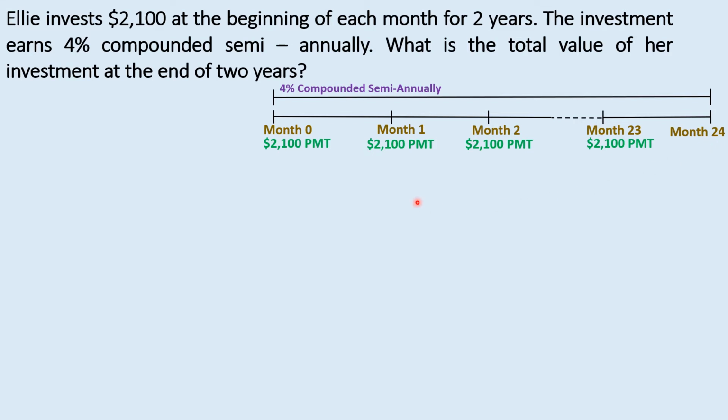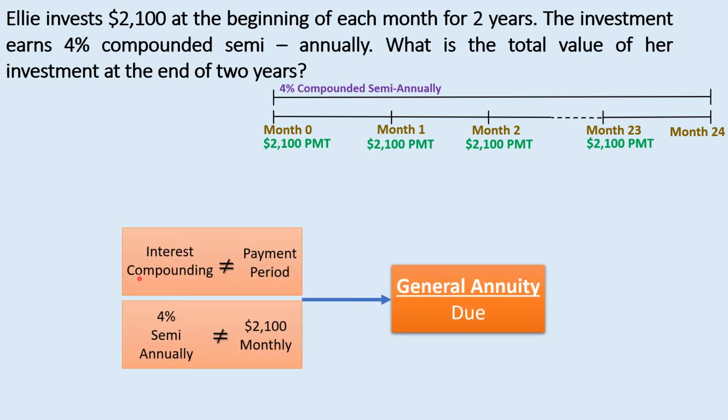Now, what I'd like to point out here is that we can clearly see that the compounding frequency of the interest, which is 4% semi-annually, and the payment period frequency are not the same, right? We see that because the interest is being compounded at 4% semi-annually, and the payment of 2,100 is monthly, which tells us, since they're not the same, that it's a general annuity due, and we have to do a nominal to effective interest rate conversion of the 4% interest rate to get to a monthly rate so that we can calculate a general annuity due future value.